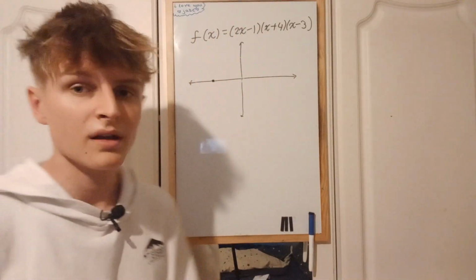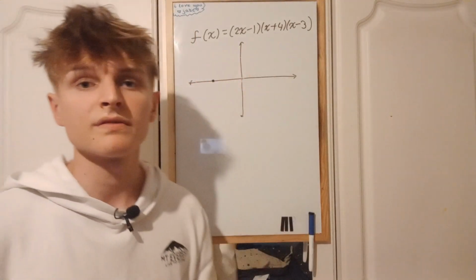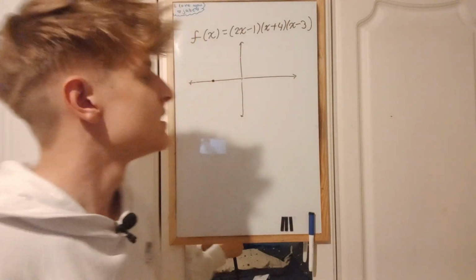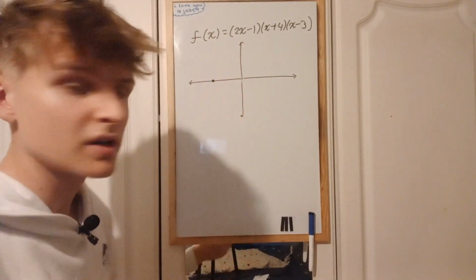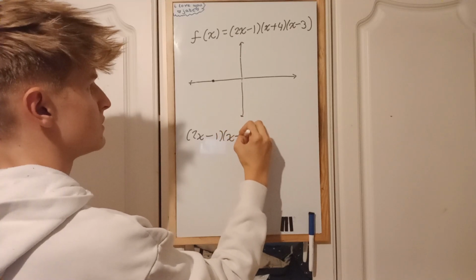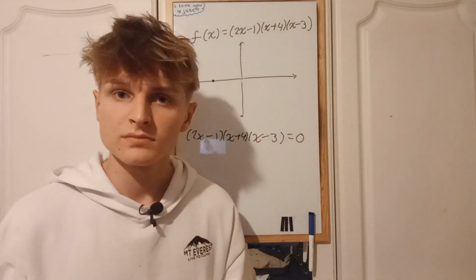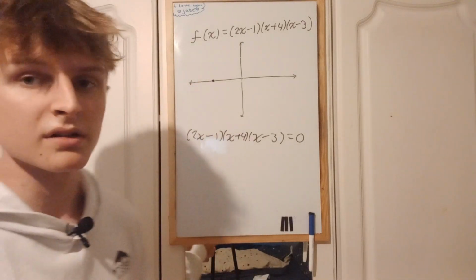Now, we learned how to do this last episode, and there's a reason I've started off with three factors here. It's because it's quite easy. Now, if we want to solve this equals 0, I'll just write this down here. Right, now, let's try and solve this when it equals 0. Now, this is pretty easy.